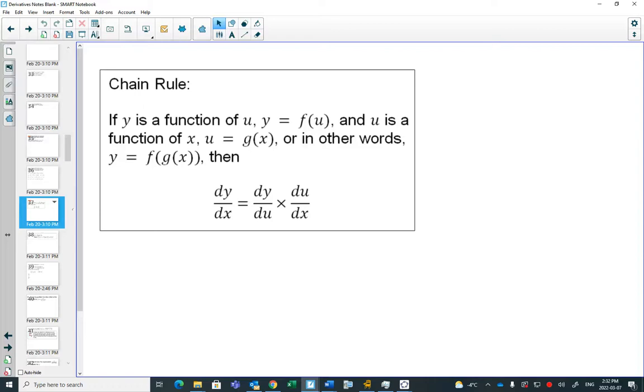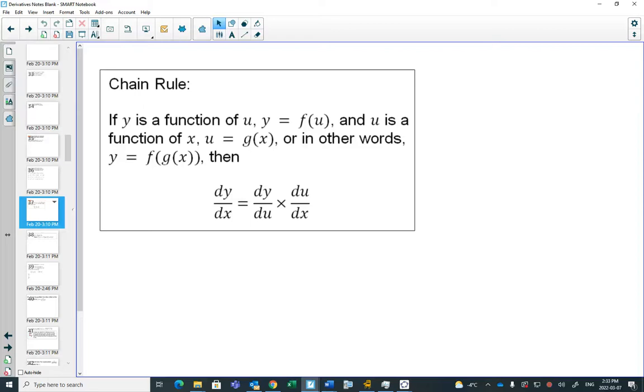Then the derivative is equal to the derivative of y with respect to u multiplied by the derivative of u with respect to x. And this is where a calculus formula gets confusing and where we have to go back to the wording that we looked at before. The idea here is we take the derivative of the outside function, keep the inside the same, and then multiply by the derivative of the inside function. But the notation makes it hard to see this.